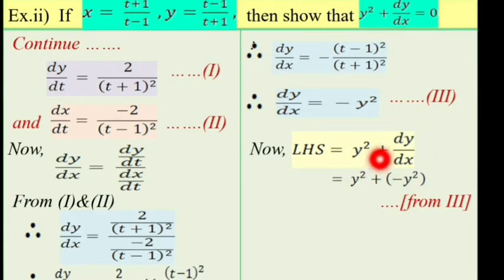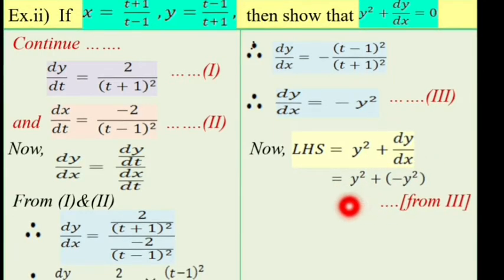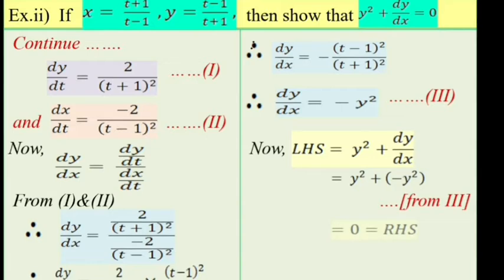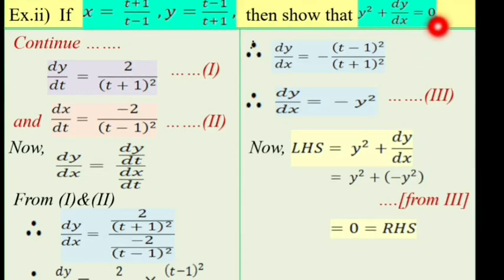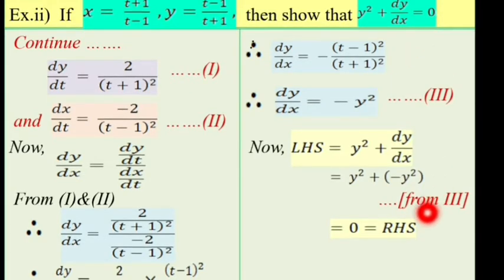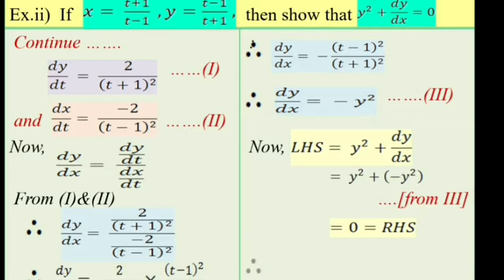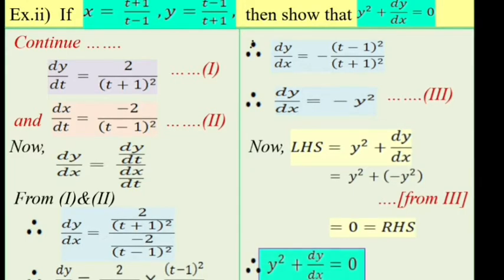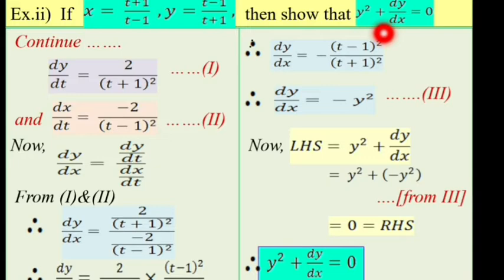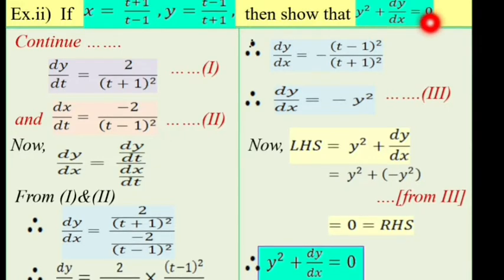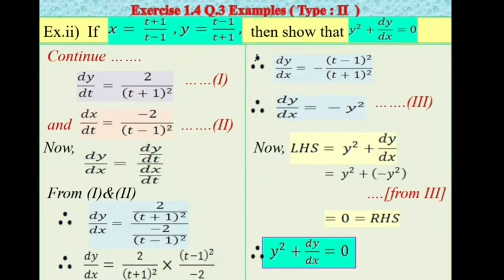minus y square, which cancels, and only 0 remains. Therefore it equals 0, and that is our RHS, that is y square plus dy by dx equal to 0, and that had to be proven here. That means by the help of the derivative we have shown that y square plus dy by dx equals 0. Do you understand, everybody? Okay.